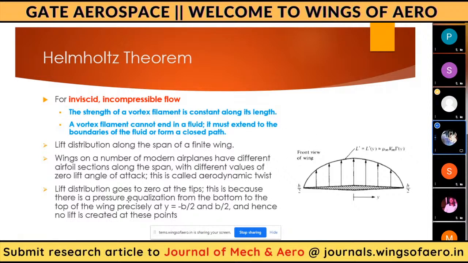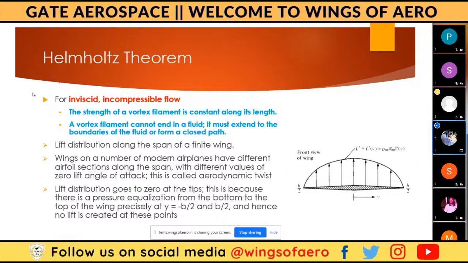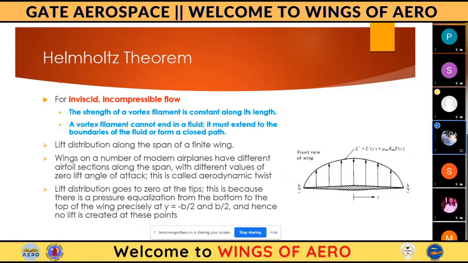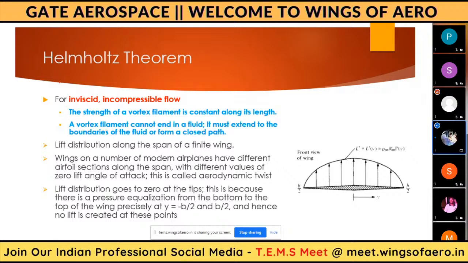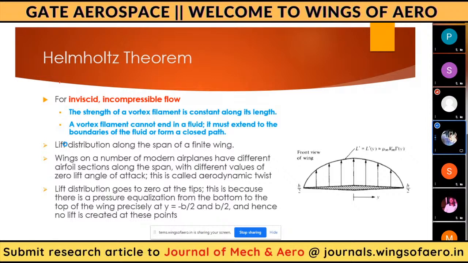So basically we have two types. One is the elliptical wing, another one is the rectangular type platform. So for these two platforms, is the lift distribution the same? No, sir. There is a lot of variation of lift distribution over these two platforms. So we will be seeing the lift distribution for these particular platforms in this session.